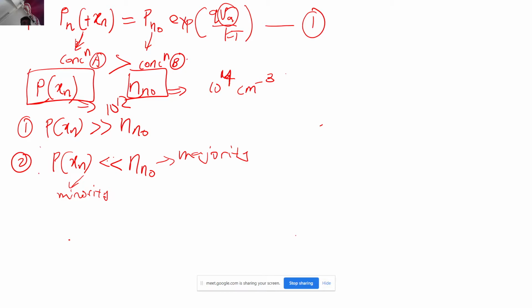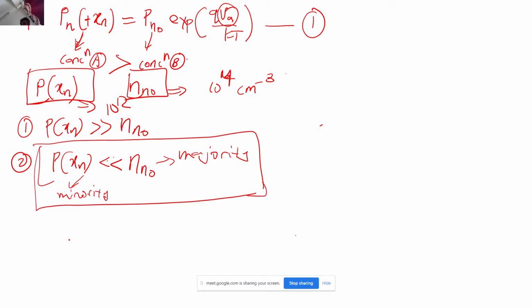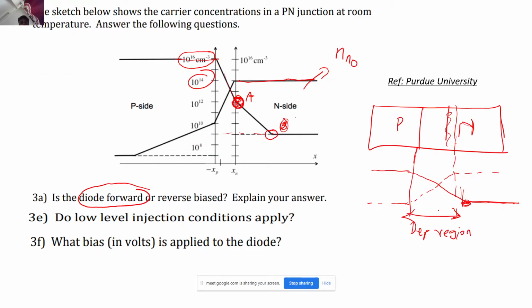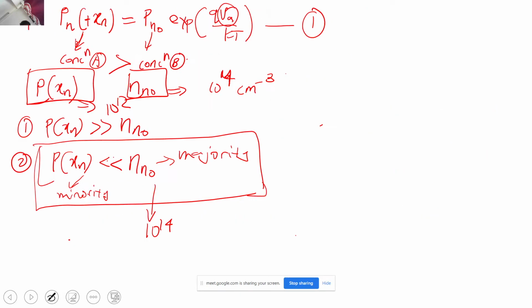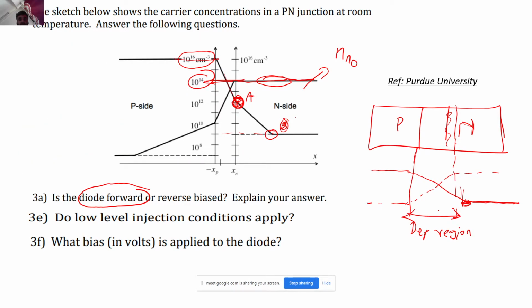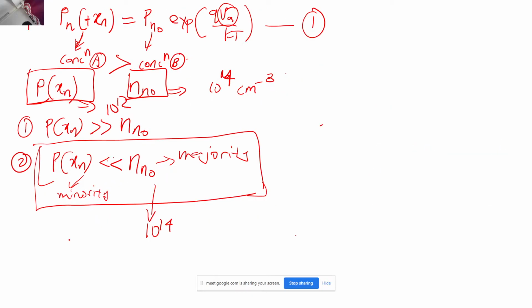So statement 2 is correct, and now let's see whether this condition is satisfied or not. N naught value is around 10 to the power 14. If you have doubt, just look at this value again. This is 10 to the power 14, okay? And what is the value of P of Xn? P of Xn is the value at point A, which is 10 to the power 12. So this condition is satisfied. So this is a low level injection. This is not a condition for the high level injection, right?